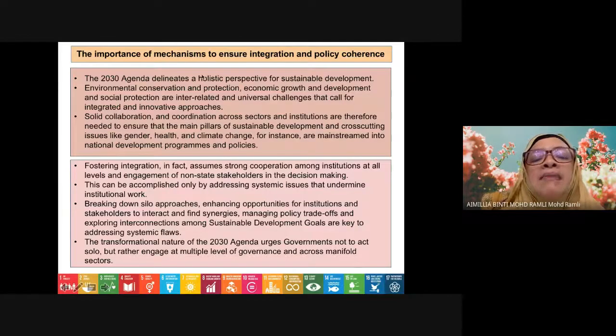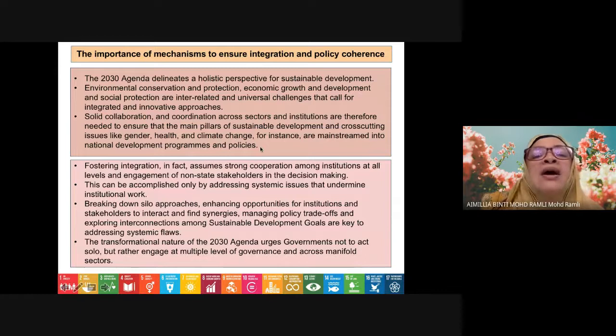So, the importance of mechanisms to ensure integration and policy coherence. The 2030 agenda delineates a holistic perspective for sustainable development. This is the time frame that you want to achieve, right? This is the deadline for achieving the SDG goals. Environmental conservation and protection, economic growth and development, and social protection are interrelated and universal challenges that call for integrated and innovative approaches. Solid collaboration and coordination across sectors and institutions are therefore needed to ensure that the main pillars of sustainable development and cross-cutting issues like gender, health, and climate change, for instance, are mainstreamed into national development programs and policies.